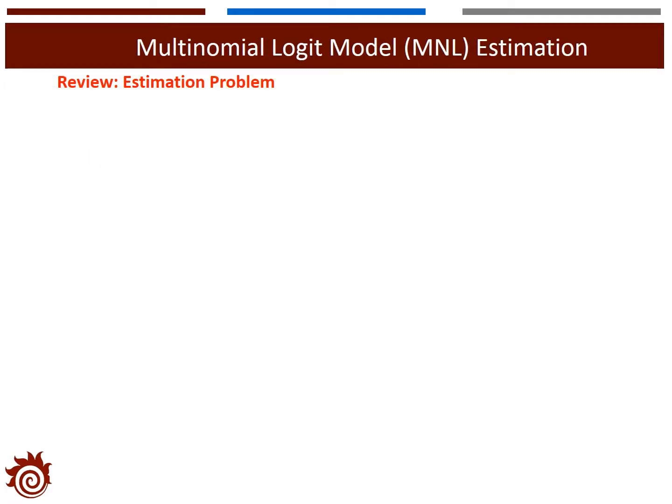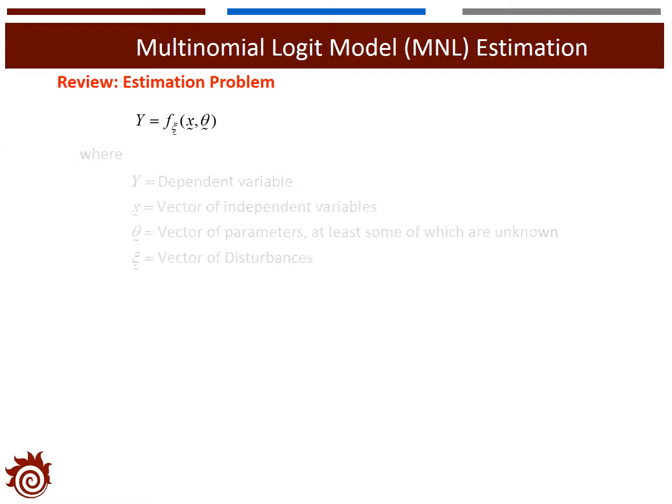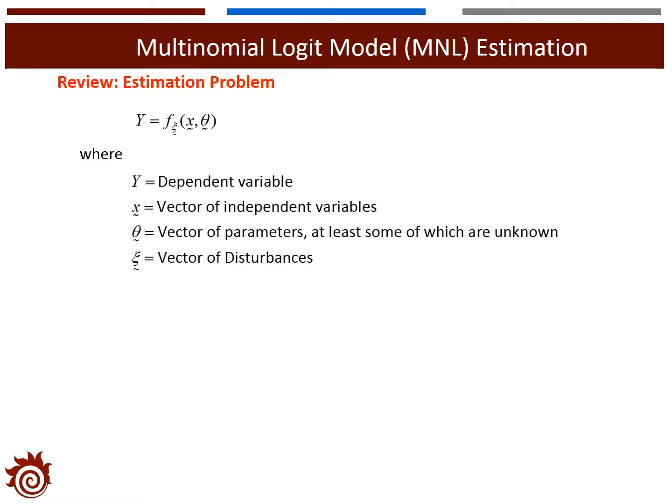Before MNL estimation, we will have a quick review about the estimation problem. This is the general formula for the equation that we can apply for the parameter estimation. We can also rewrite this equation in a random format. Here, y is a dependent variable that we can observe. X is the vector of independent variables which can also be observed from the sample. And theta is the vector of the parameters that we want to estimate, and usually they are unknown. And psi is the vector of disturbance, the random term applied in the model.